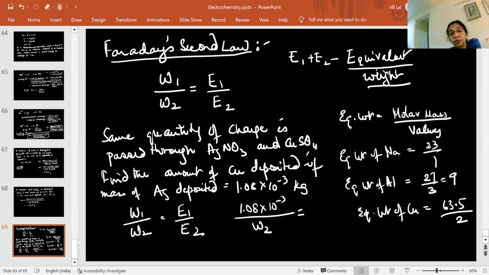It should be equal to 108, that is the equivalent mass of silver, which is the same as its molar mass, divided by 63.5 divided by 2. So that will be 31.7. So you can calculate W2 and find out what is the mass of copper that can be deposited. So that is for Faraday's second law of electrolysis.